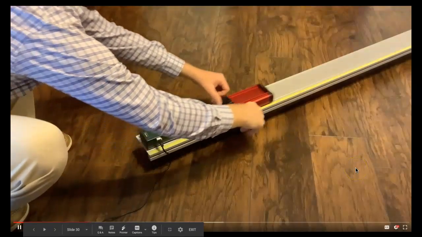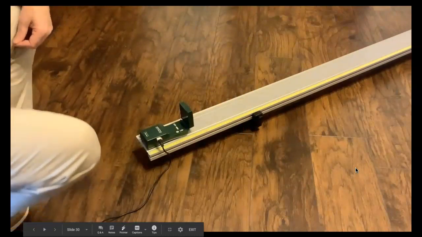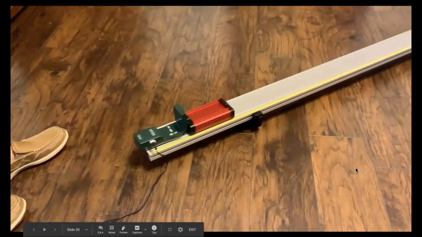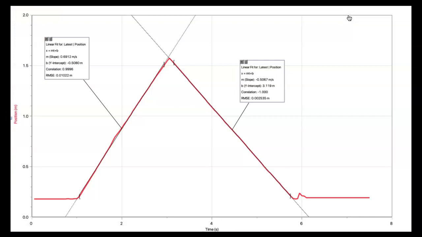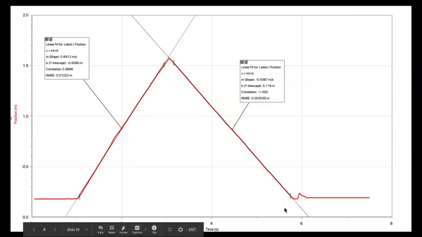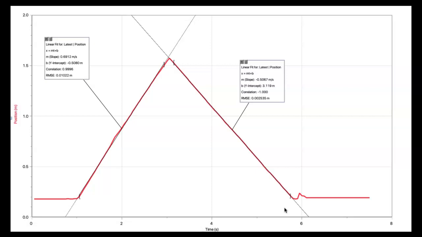So that's region 1 of the graph, region 2 of the graph, region 3 of the graph, region 4 of the graph. The difference between region 2 and region 3, if we go back and look at the graph, is that one of them has a slope that's positive and one of them has a slope that's negative. And then on the video, the difference was, in one case, the cart was moving away from the motion sensor, and in the other, it's moving back toward the motion sensor. That's what the negative tells us, is the direction of motion.